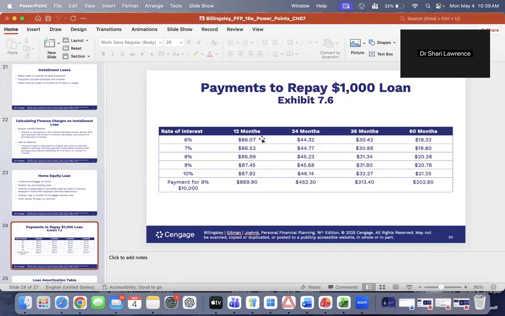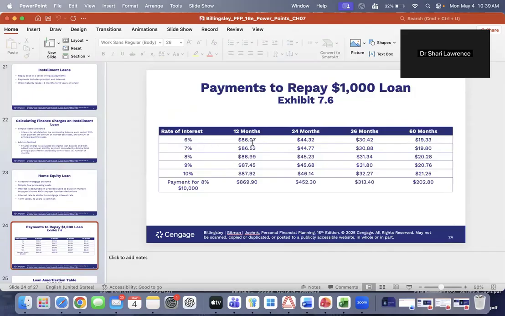Okay, so let's take a look at payments and how much it would cost to repay these loans. Let's just say, for example, you got a $1,000 consumer loan for a vacation or for whatever, let's say you had car trouble and needed a $1,000 loan. You can see how much your payments would be.